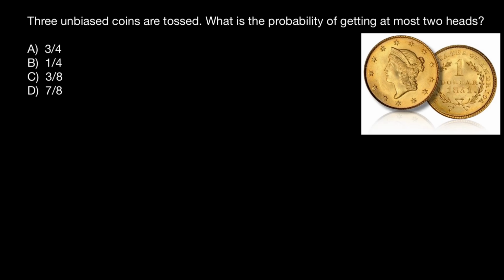Hello and welcome to Nikolai's genetics lessons, and today's problem is: 3 unbiased coins are tossed. What is the probability of getting at most 2 heads?